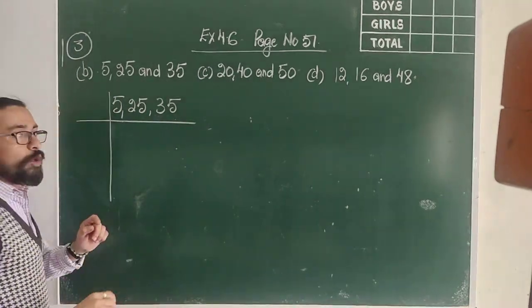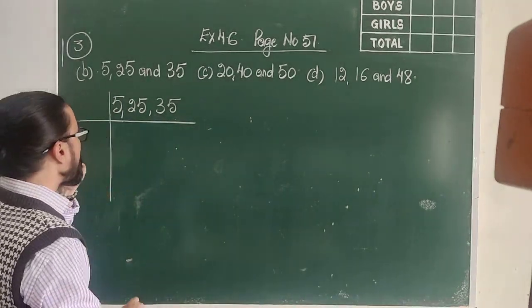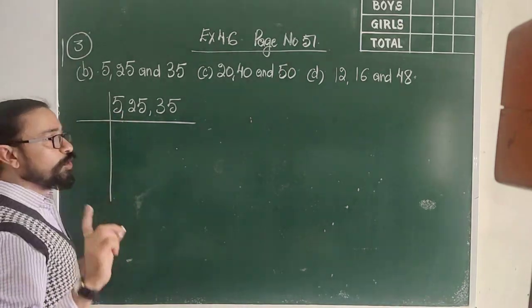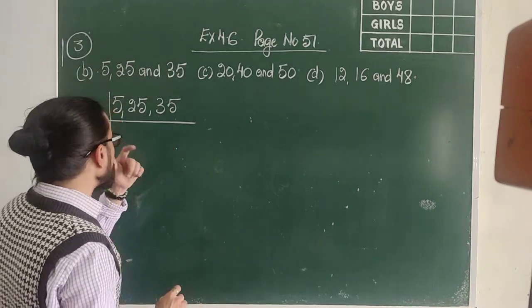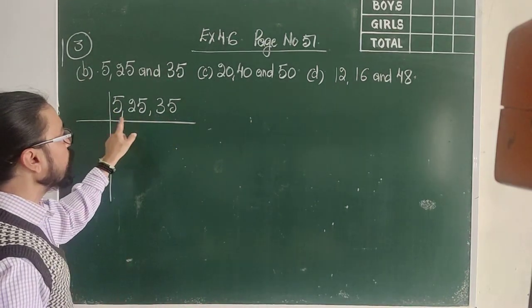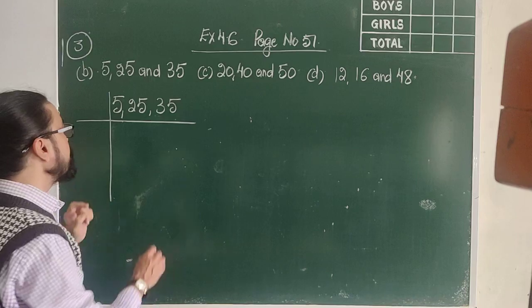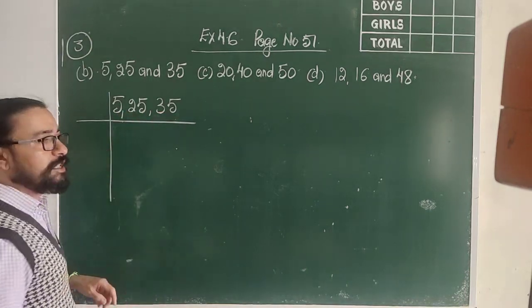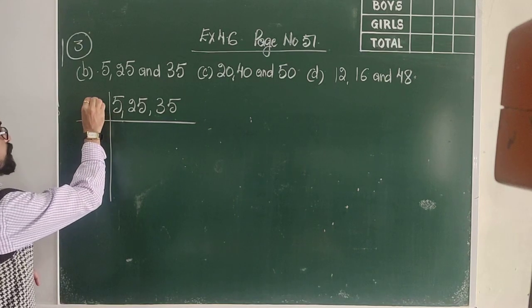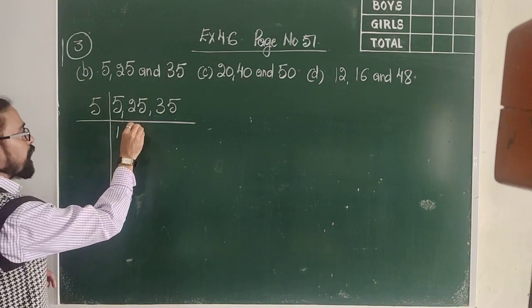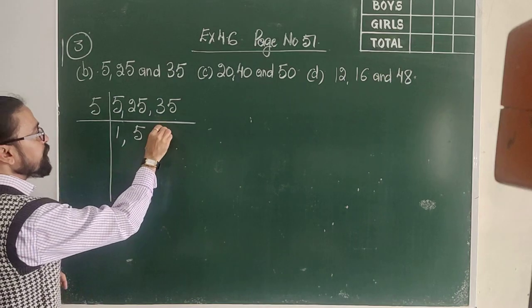So we take 5, 25 and 35 all together because we are doing the short division method. Remember, lines are to be drawn with a pencil and ruler. Now, do not skip any prime number. The first prime number is 2. 2 does not divide any of these numbers. The next prime number is 3. 3 also does not divide any of these three numbers. The next prime number is 5. So 5 divides: 5 ones are 5, 5 fives are 25, 5 sevens are 35.